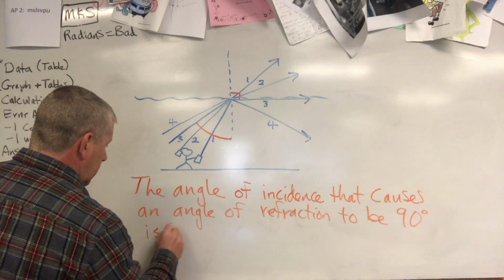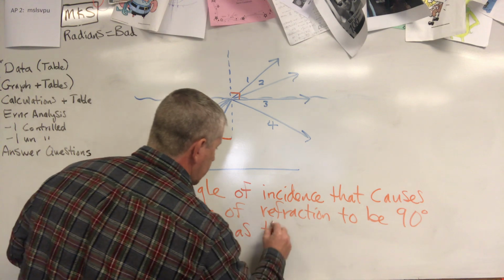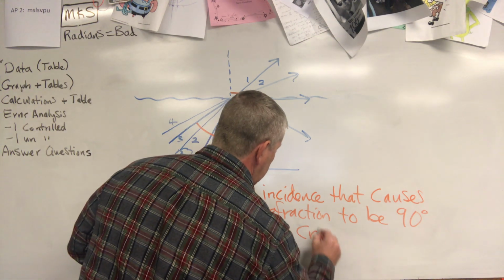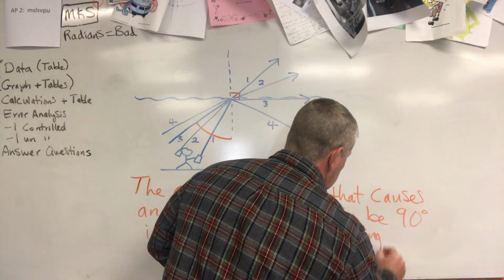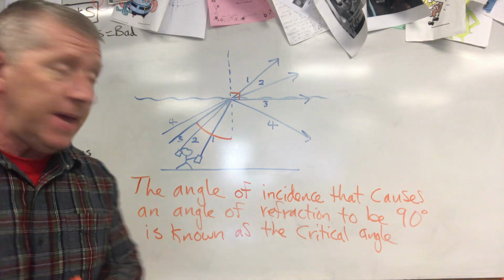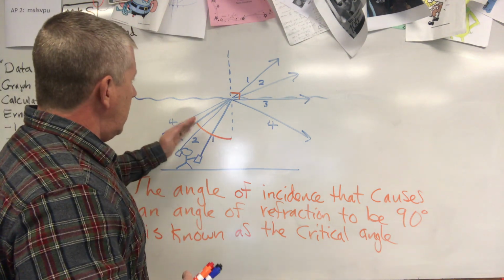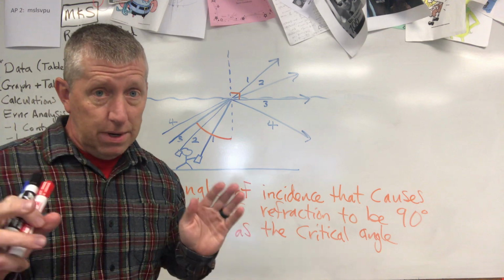which our angle of refraction is 90, is known as the critical angle. That's known as the critical angle. Critical angle is the angle of incidence which causes an angle of refraction to be 90 degrees. All right, okay.